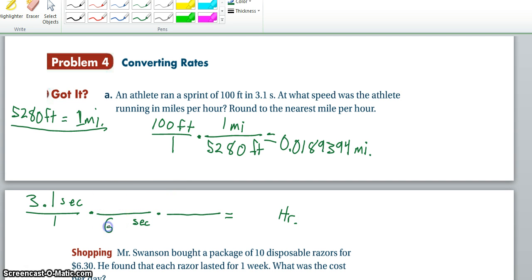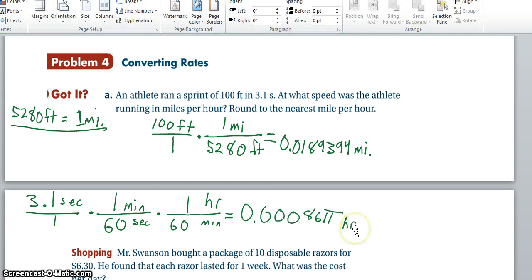Sometimes it's easiest to say, okay, I know that there's 60 seconds in 1 minute. Now, that doesn't get me to the answer that I want, but then I can convert again and take minutes and turn it into hours. So we have 60 minutes in 1 hour, and now that will give me my answer in hours. Give me just a second. All right, now because 3 seconds is such a small portion of an hour, we end up with this kind of messy number of 0.000861 for our amount of hours.